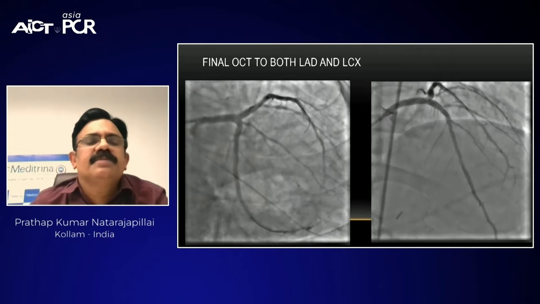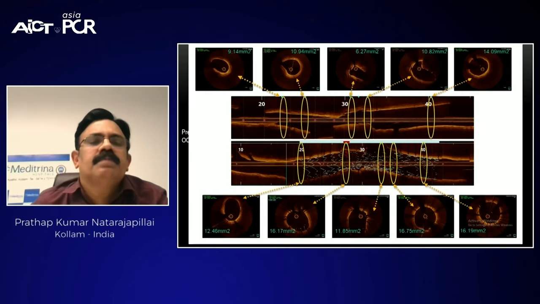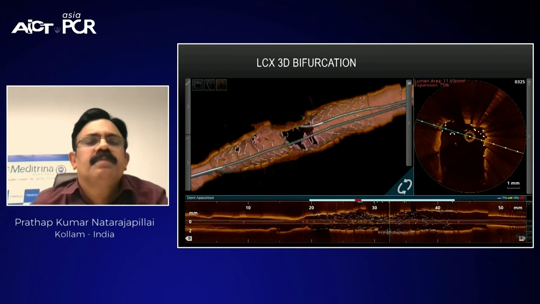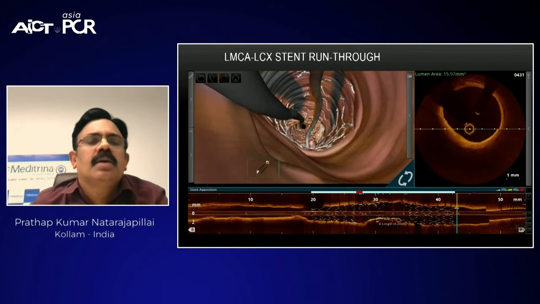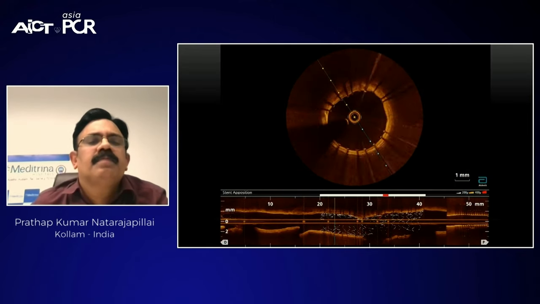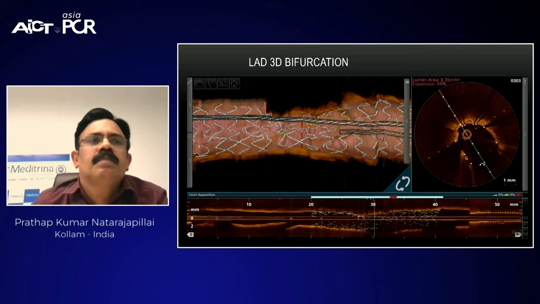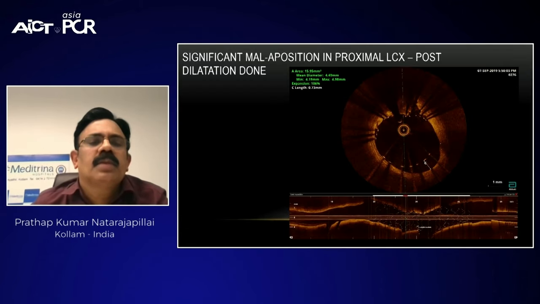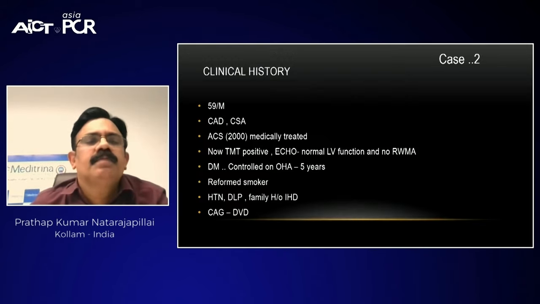We did an OCT to both the vessels. We identified a well-expanded stent. We can see an excellent diameter. We can see an even 3D bifurcation. Even in the circumflex, we can see the lumen profile very well. This is actually a circumflex stent protrusion. You can see a little 3D bifurcation. It's run through. We can see malapposition; malapposition is seen very well in these OCT images. We did one more post-dilatation, and there's the final result.